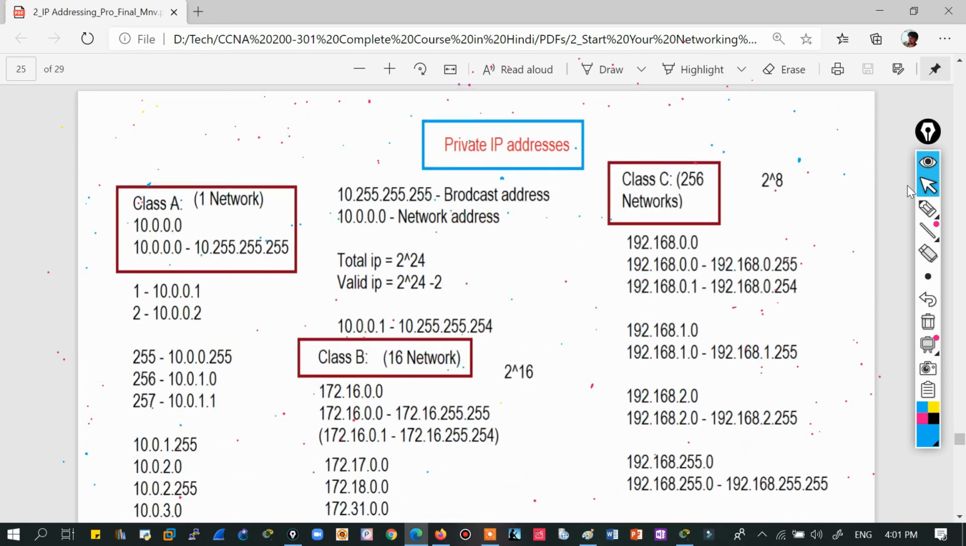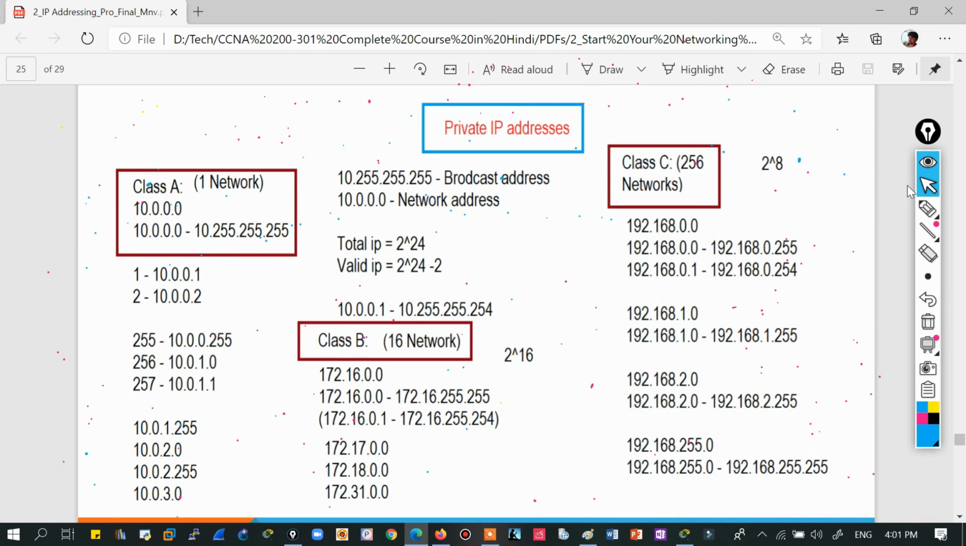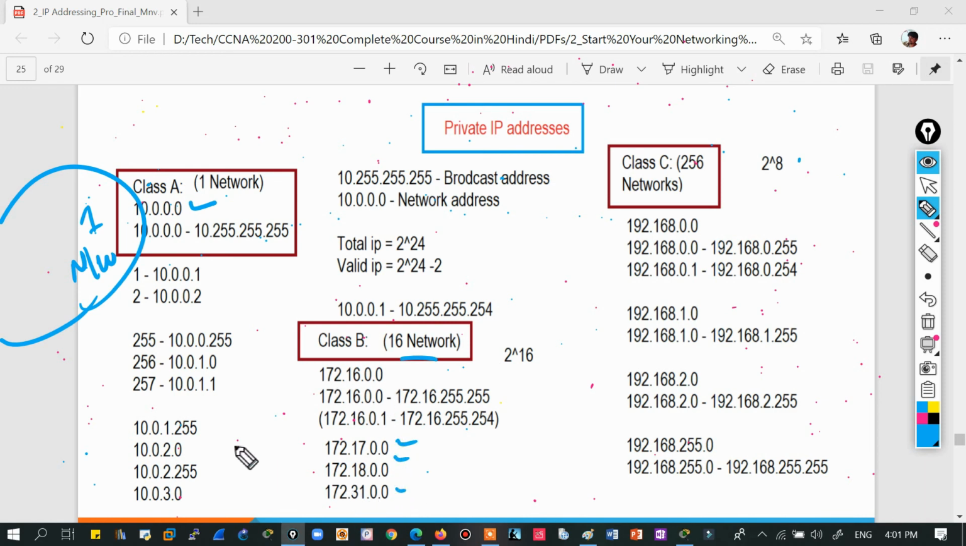This is the range that I have written, which are reserved for private addresses. In class A, the network 10 is reserved for private addresses. This is only one network in class A which is reserved for private addresses, and in class B there are 16 networks. See, 172.16, 172.17, 18, 19 up to 31, meaning 16 to 31, is a total of 16 networks. So in class B there are 16 networks reserved as private addresses.